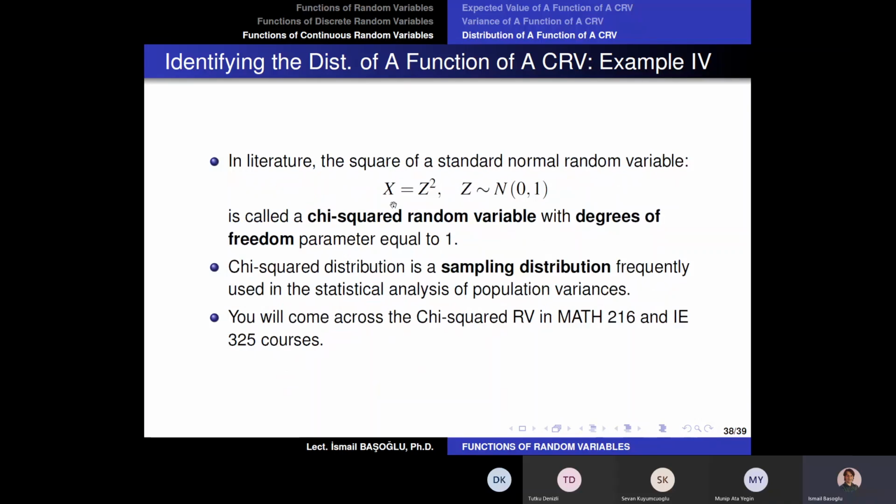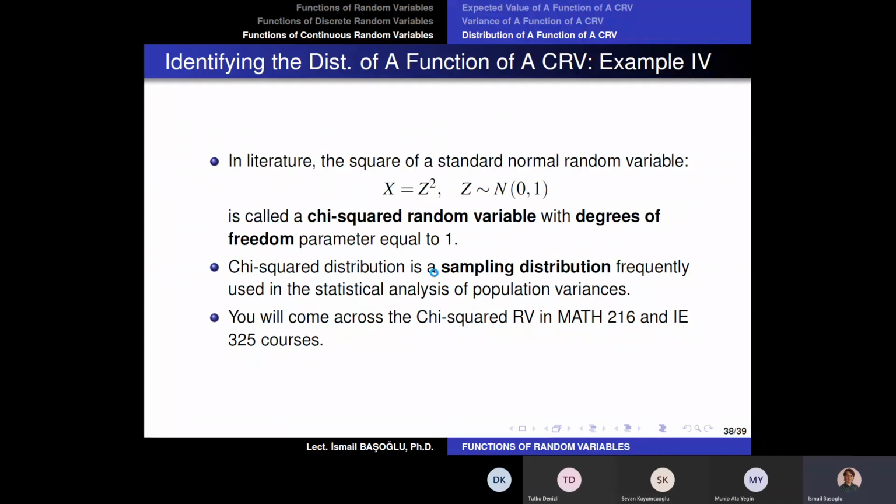Now, my friends, in literature, the square of a standard normal random variable is called a chi-squared random variable with degrees of freedom parameter equal to 1. Now, you are going to learn about this chi-squared random variable in statistics course, which is Math 216. It has a parameter which is called the degrees of freedom parameter. So in this case, if X is defined as the square of a standard normal random variable, then X is called a chi-squared random variable with degrees of freedom parameter equal to 1.